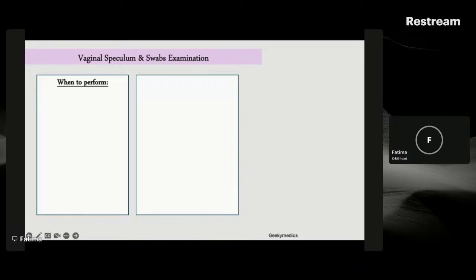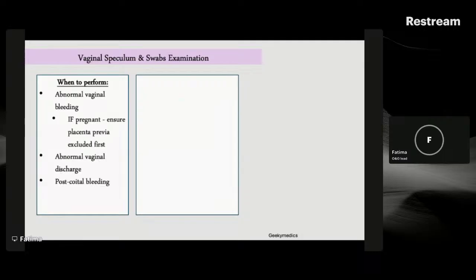When to perform it? So you normally perform it if there's any abnormal vaginal bleeding in a pregnant lady, or if there's abnormal vaginal discharge, for example. If they're pregnant, you ensure firstly that there's no placenta previa diagnosed. That needs to be excluded first, because if you were to perform it with placenta previa, it can cause complications.